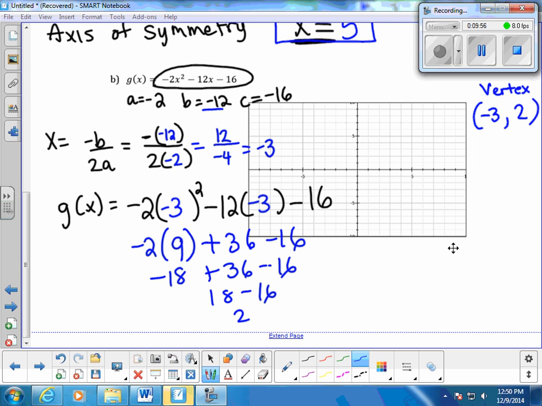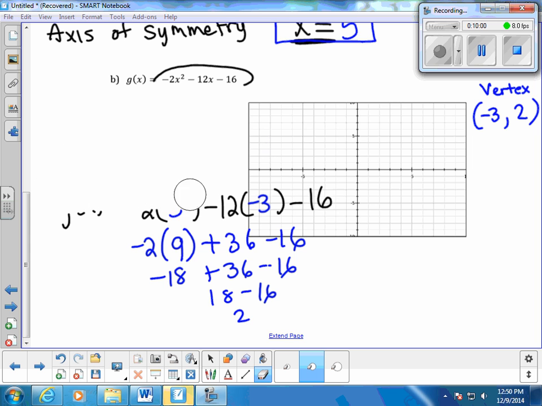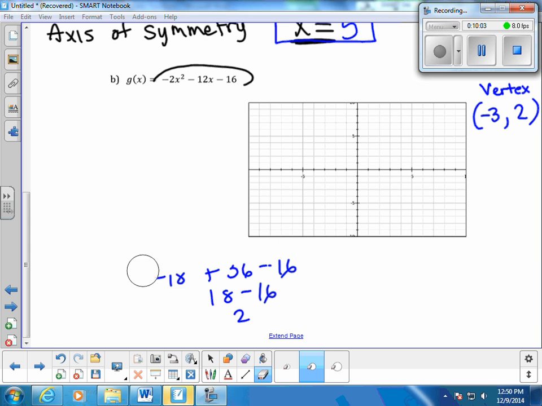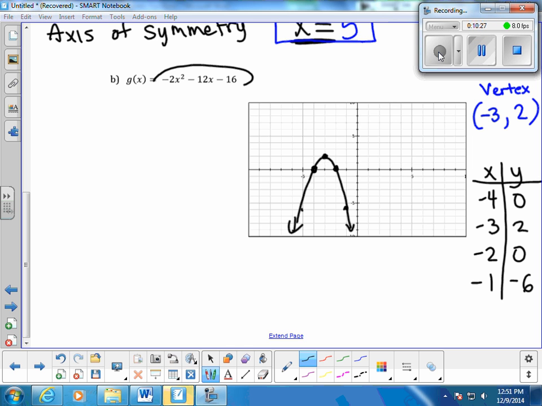Alright, I'll move all this work out of the way. And we would plot points to figure out the rest using an XY table. If I did that, our table would be like this. Evaluate -4 everywhere x is at, you would get 0. Evaluate -3 for x, you would get 2, and so on and so forth. Now let's put them on the graph, which our parabola would look like that with a vertex of -3, 2.